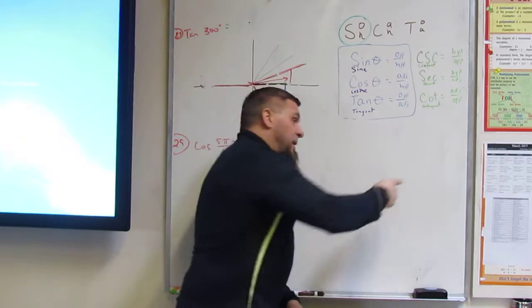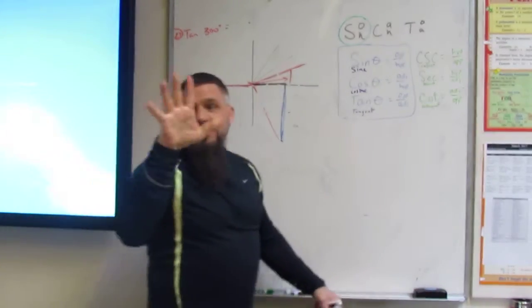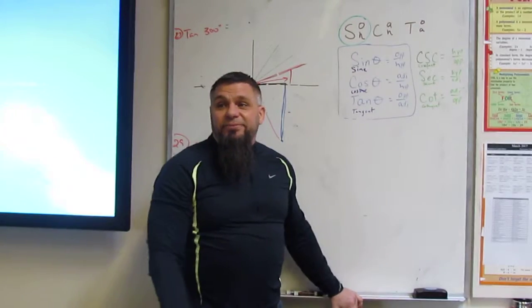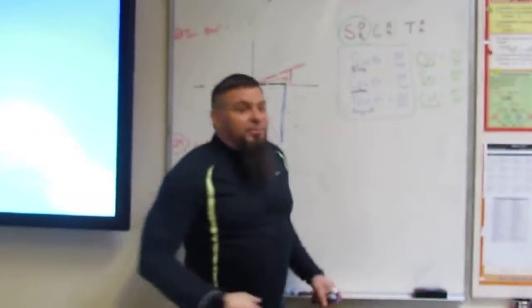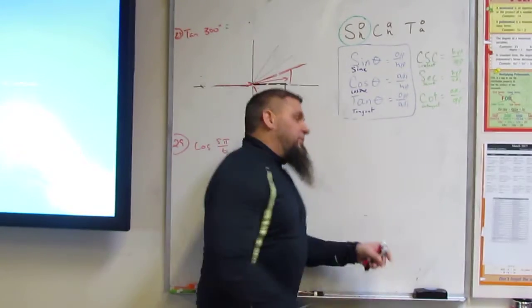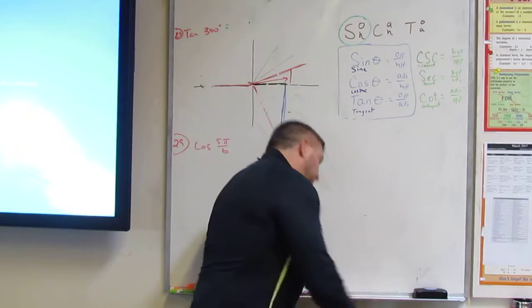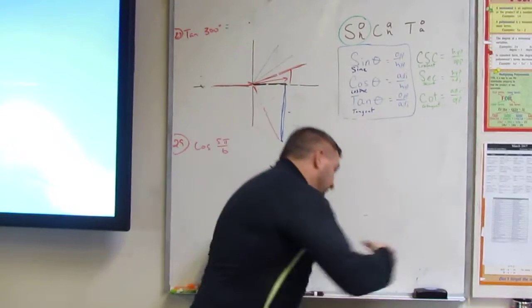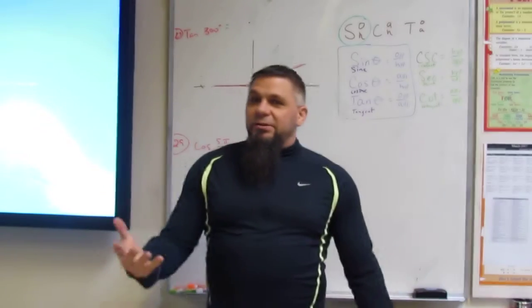And then I put all my other stuff in, my 45s. That's going to be 1 out of 4 pieces. So 1 pi over 4, 2 pi over 4, 3 pi over 4, 4 pi over 4, 5 pi over 4, 6 pi over 4, 7 pi over 4, 8 pi over 4, and then I'd be done.